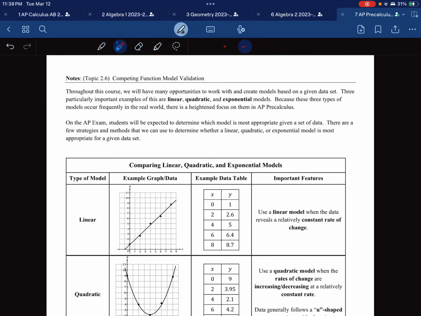Throughout this course, we will have many opportunities to work with and create models based on a given dataset. Three particularly important examples of this are linear, quadratic, and exponential models. Because these three types of models occur frequently in the real world, there is a heightened focus on them in the AP Precalculus curriculum. On the AP exam, students will be expected to determine which model is most appropriate given a set of data. There are a few strategies and methods that we can use to determine whether a linear, quadratic, or exponential model is most appropriate for the given data set.